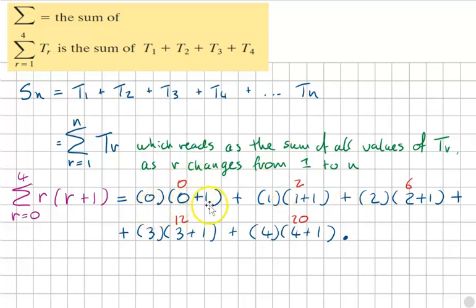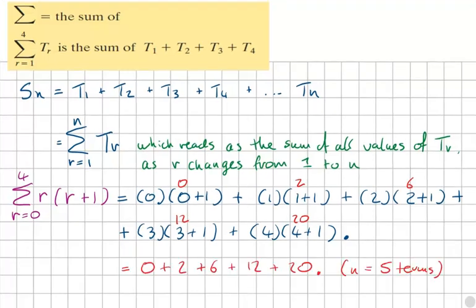So 0 times 0 plus 1 is 0. 1 times 1 plus 1 is 2. 2 times 2 plus 1 is 6. And we get 12 and 20. So we end up with 0 plus 2 plus 6 plus 12 plus 20. So there are 5 terms altogether and a full stop at the end.